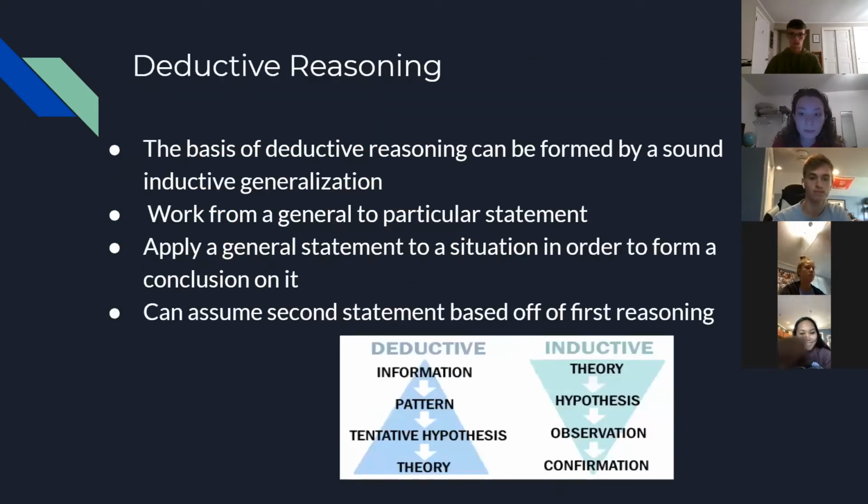Okay, for deductive reasoning, you start with a general to particular statement. You start with a general in order to reach a more particular conclusion about the text. And you can assume a statement based off the first reasoning. And my chart shows as well that if you start with the information, you're going to see a pattern, and then you can get a hypothesis and a theory. And that's deductive reasoning.